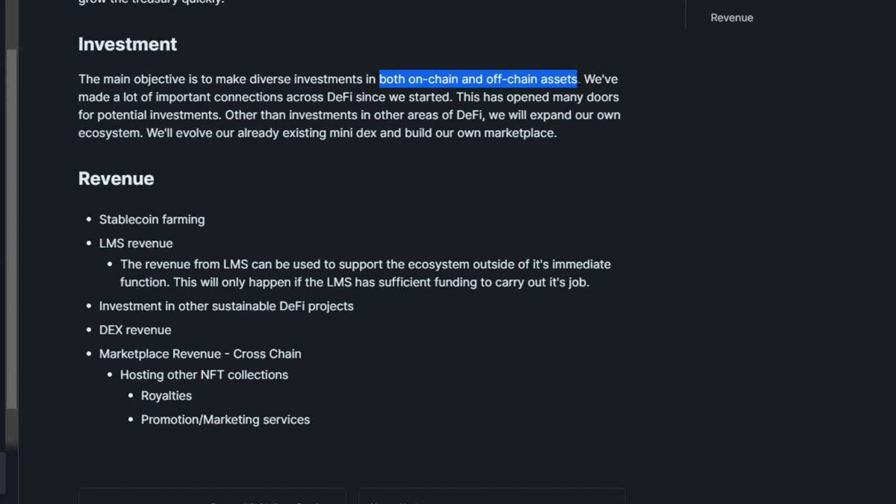Now, another thing about the team is that they are fully doxed, they are fully KYC'd, and they also have an audit out for their code. So that is awesome. That is obviously a check mark in my book.